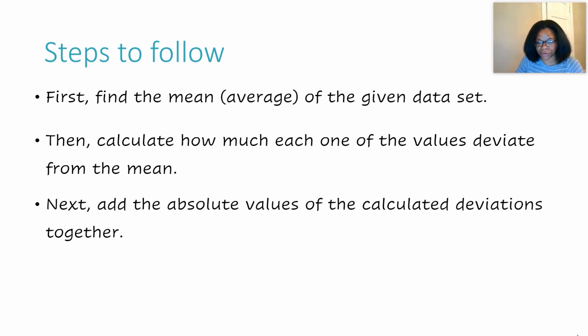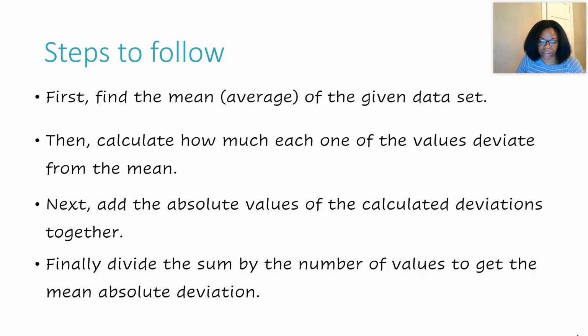Next, you're going to add the absolute values of the calculated deviations together. Finally, you're going to divide the sum by the number of values to get the mean absolute deviation.